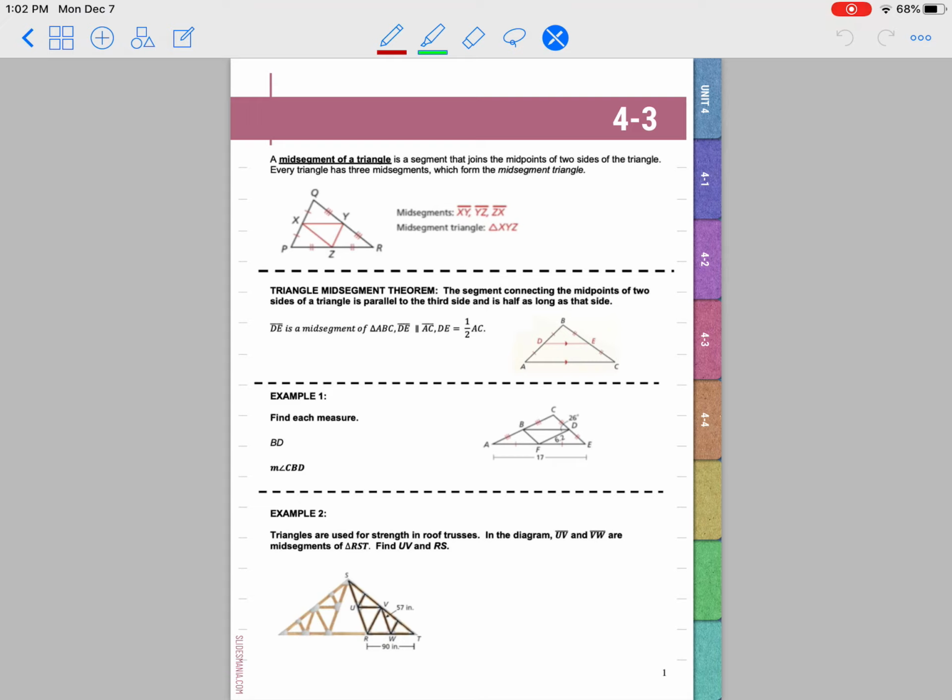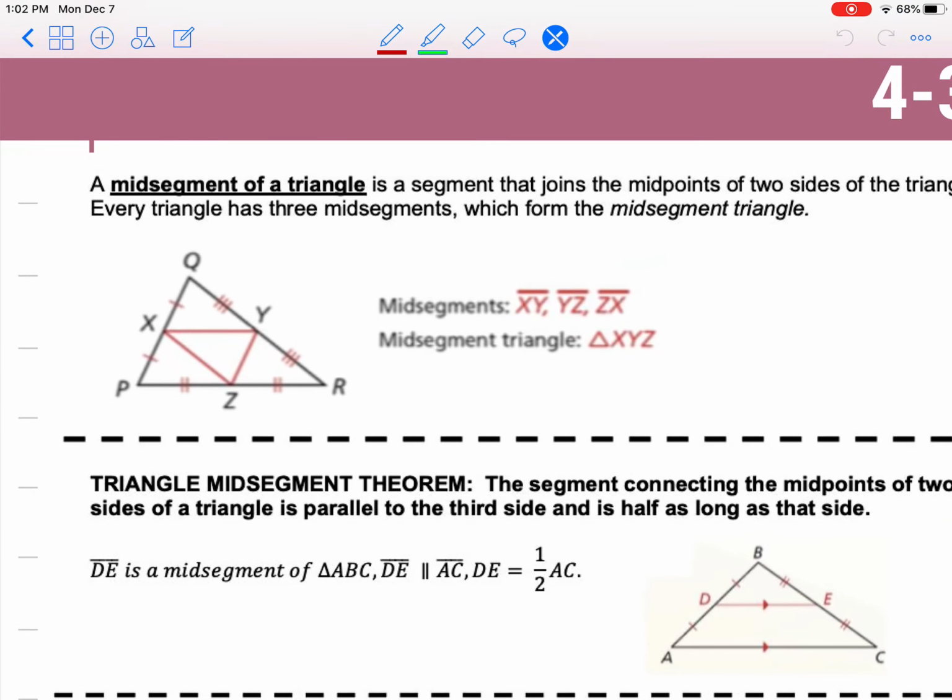Okay, 4.3 midsegments. So let's talk about what the word midsegment means. Up there at the top it says it's a segment that joins the midpoints of two sides of a triangle together. Just like every other segment, every triangle is going to have 3 midsegments, which form the midsegment triangle right here in green. So XY is a midsegment, XZ is a midsegment, and YZ, because X, Y, and Z are all midpoints and they're connected together.